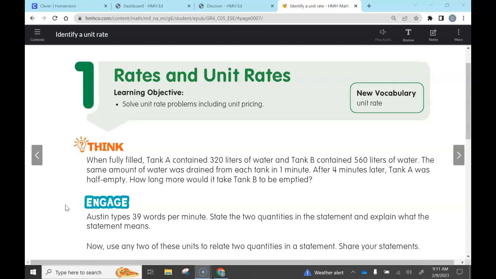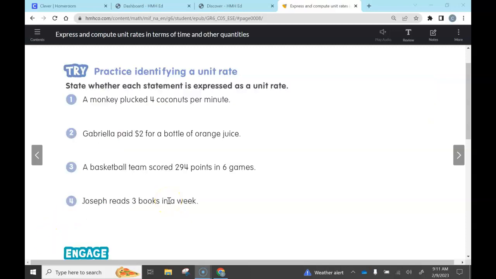Now let's take a look at some examples and non-examples of unit rates. So here's an example of a unit rate. If you take a look at number 1, a monkey plucked 4 coconuts per minute. Now the idea that it's per minute, in other words, 1 minute, makes this a unit rate. If it were to say a monkey plucked 4 coconuts in 10 minutes, that's not a unit rate because it's not 1 minute, it's 10 minutes. But the fact that a monkey plucked 4 coconuts per minute shows that this is a unit rate. So that's what we're talking about with unit rate.